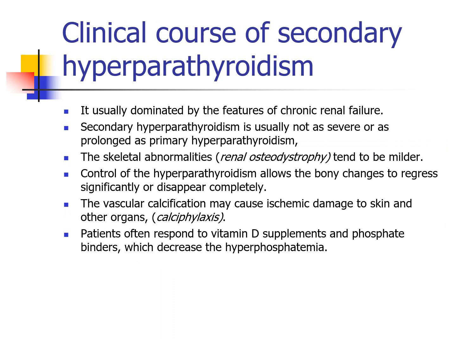Secondary hyperparathyroidism is usually not as severe as primary hyperparathyroidism. The skeletal abnormalities tend to be milder, and control of the hyperparathyroidism allows the bony changes to go back to normal or disappear completely. The vascular calcification may cause ischemic changes to the skin and other organs, and patients often respond to vitamin D supplements and phosphate binders.